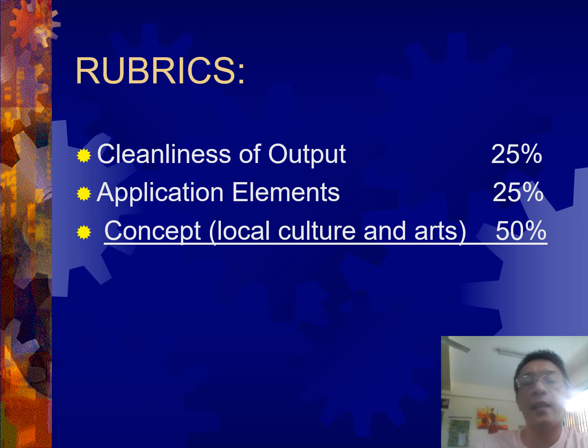by the way, these are the rubrics, class. The rubrics are cleanliness of output, 25%, application of elements, 25%, and the concept, the local culture and arts, 50%. Okay, so after you are done with your drawing or artwork showing the culture and arts of Barangay Ipil, you are going to post it on our FB page so that everybody can see your output. Okay, so these are the rubrics. I will give you 15 minutes on this activity.